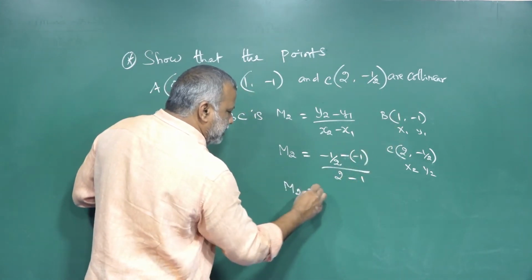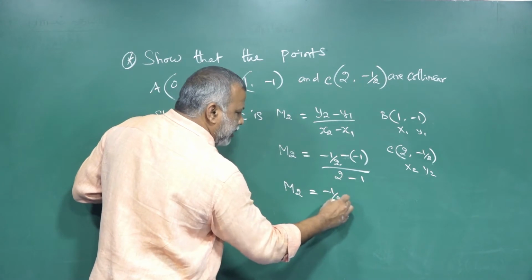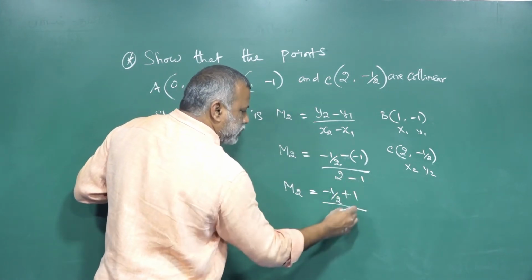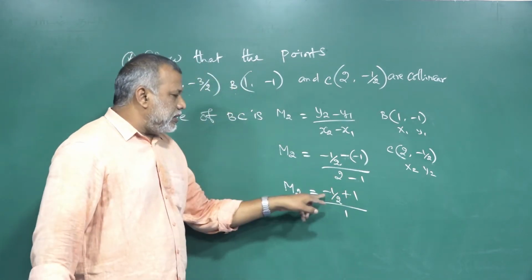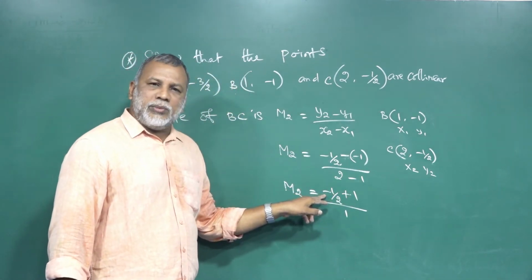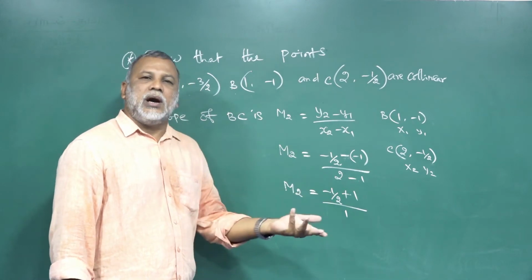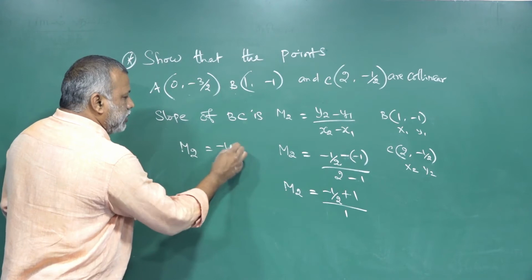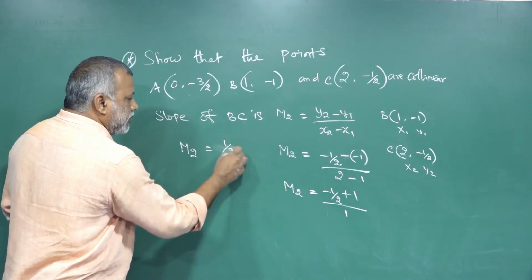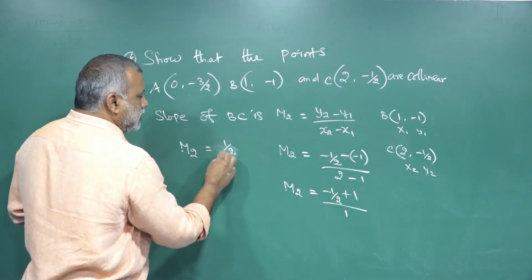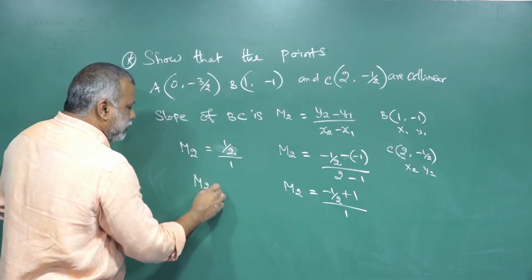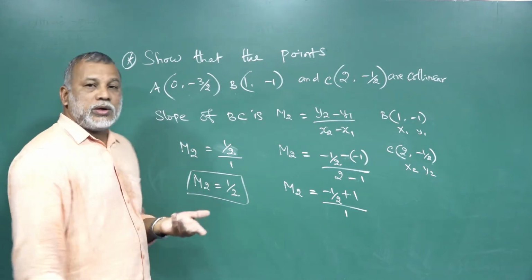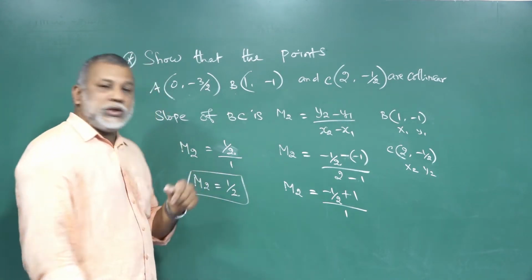So here m2 is equal to minus 1 by 2, negative of negative again becomes positive 1, divided by 2 minus 1 becomes 1. Here 1, again negative 1 by 2, that means negative half, 1 minus half, what is the value? So m2 is equal to positive 1 by 2, again positive 1 by 2, divided by 1, that means m2 is also 1 by 2. See, already we have worked out m1. Just we are applying to M2.